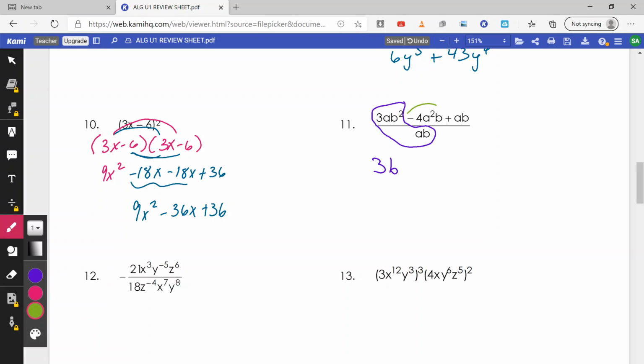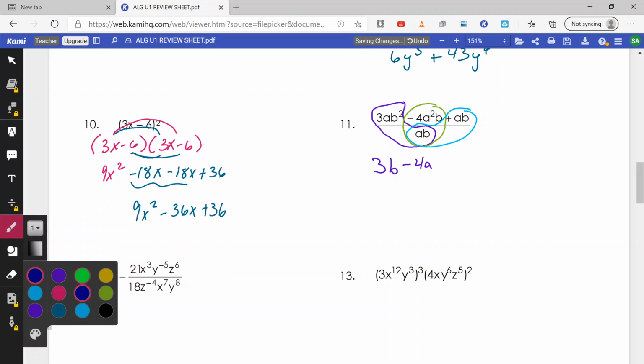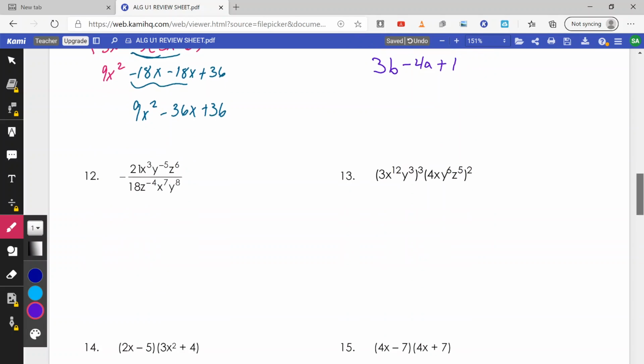Then I'll divide the middle term. Negative 4a squared b divided by ab. So negative 4 divided by 1 gives me minus 4. A squared divided by a is a. And then b divided by b is just 1, so I don't really need it. And then last but not least, we have ab divided by ab. Dividing something by itself means I have 1. So I end up with 3b minus 4a plus 1.